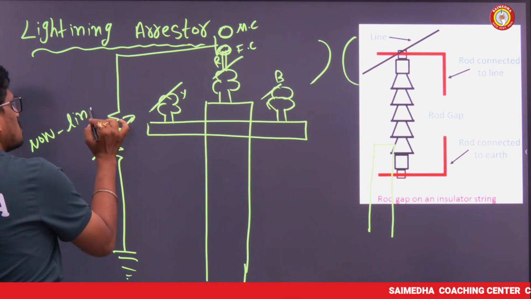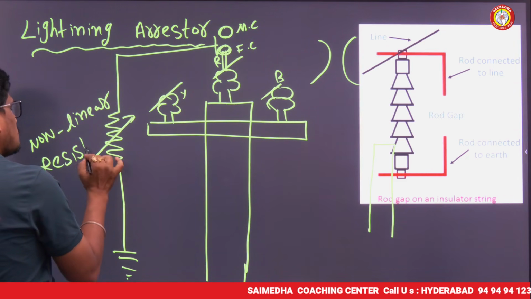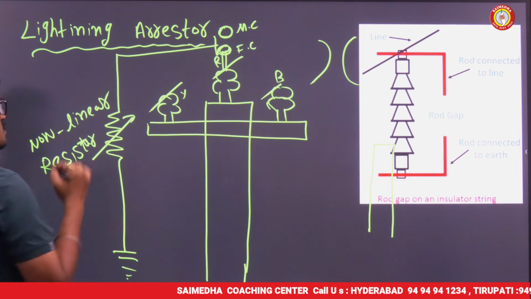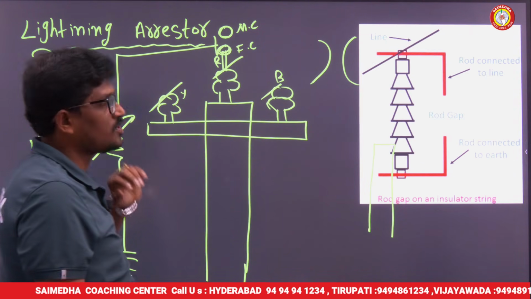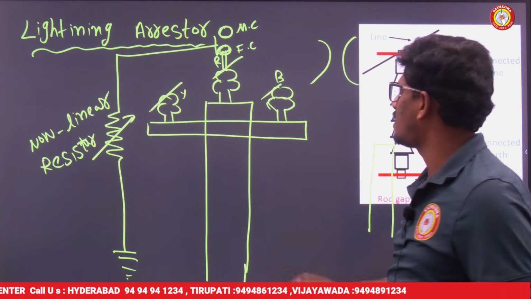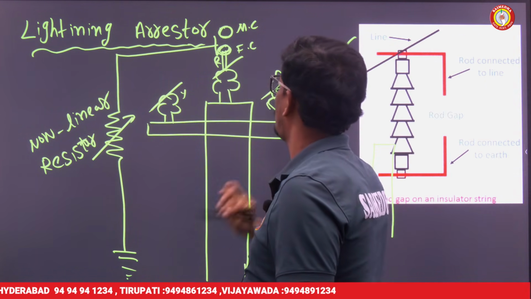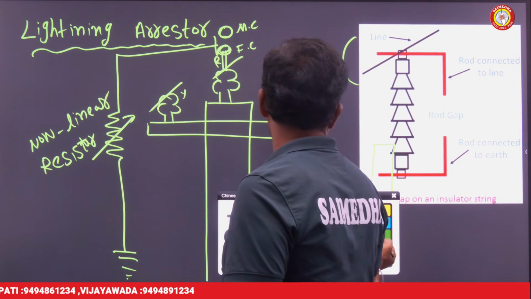Non-linear resistor. So what is the use of this non-linear resistor? Let me discuss. Suppose in normal condition, that means there is no fault in the system. In the normal condition, the fixed contact is already connected to the R phase.